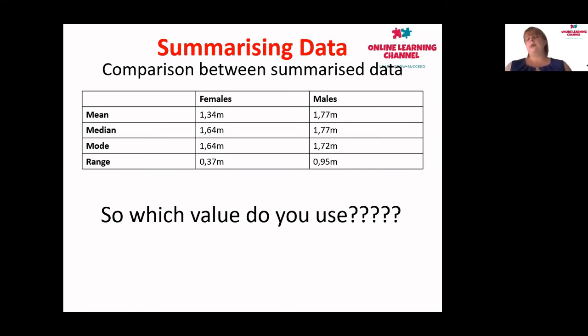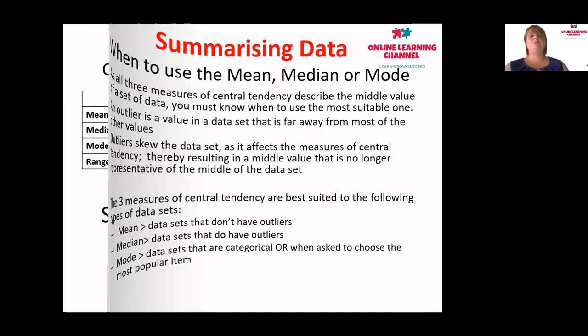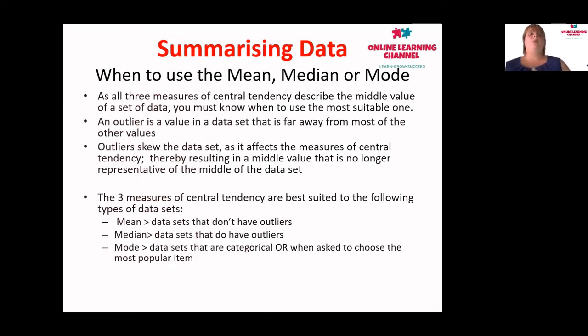So which value do you use? I mean, what do you actually do with these values? For which data set do you use which method? So let's just quickly look. When to use the mean, median, or mode. As all three measures of central tendency describe the middle value, basically, of a set of data, you must know when to use the most suitable one.